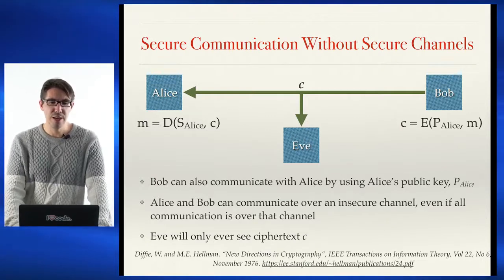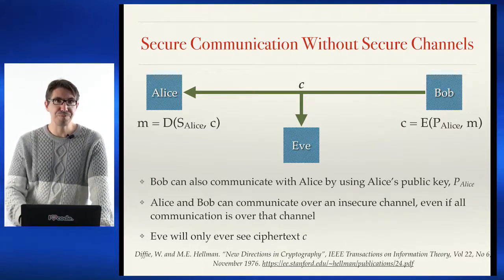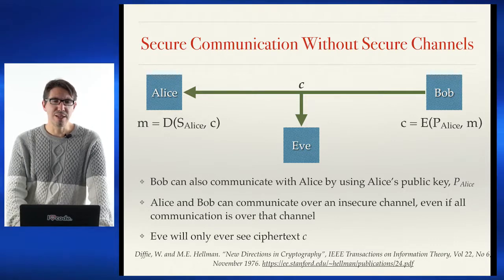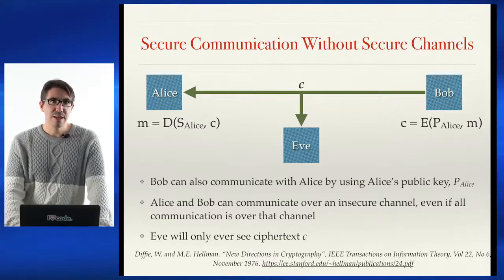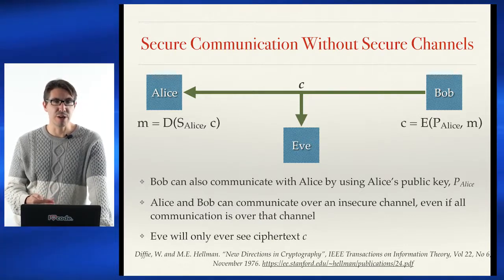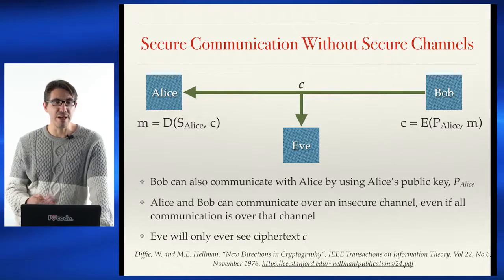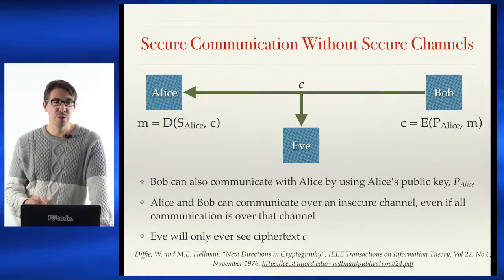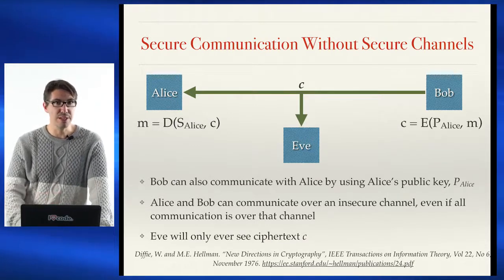So if you're interested in more detail about this, I have a link here to the paper, New Directions in Cryptography, that was published in '76, that really pointed the way towards this new generation of cryptography and really marks the beginning of modern cryptography. You've probably heard of Diffie and Hellman. They're the two authors of this paper. You may have heard of Diffie-Hellman key exchange.